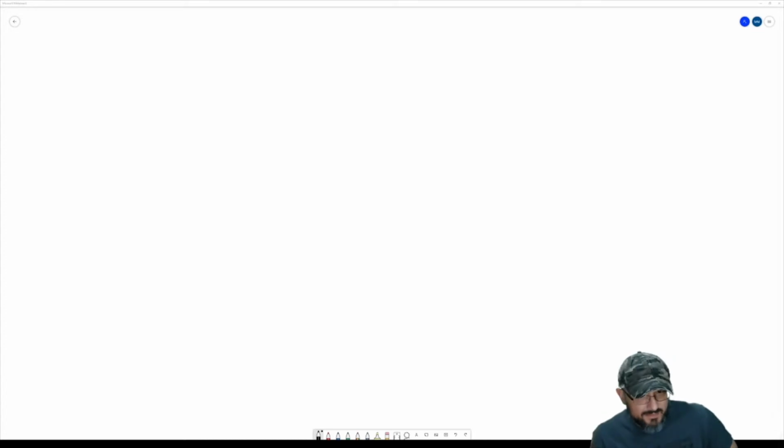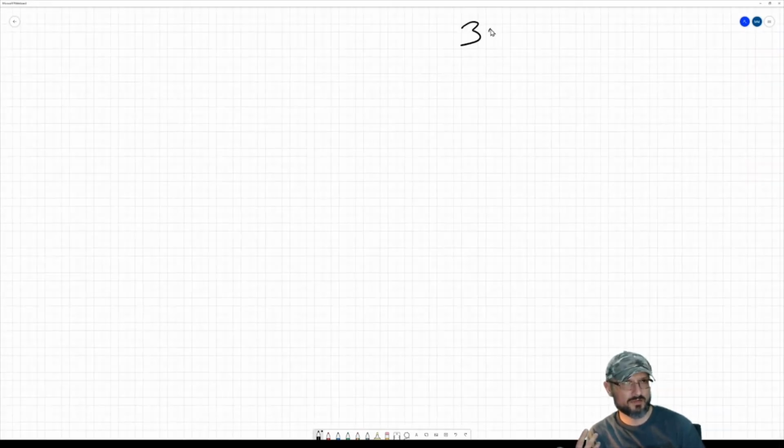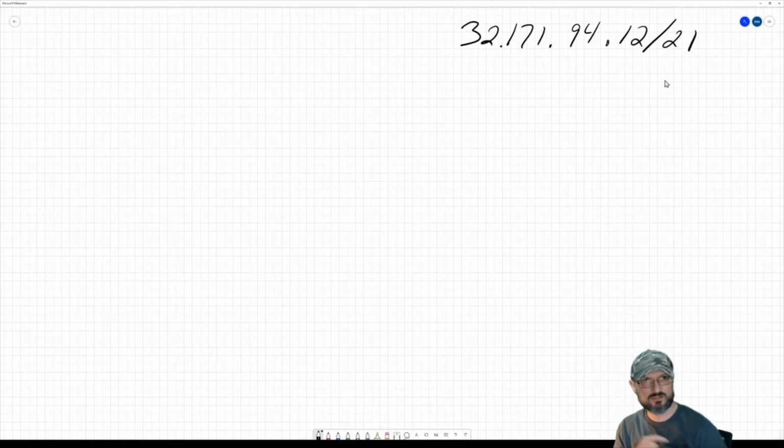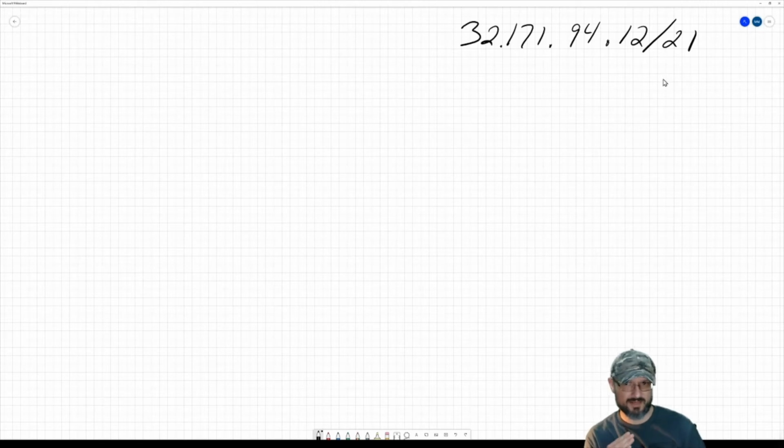Okay, now we're going to take a random IP address, I'm just going to pick out of my head here, with a subnet mask, and we're going to figure out the network ID, the broadcast IP, and the number of hosts available within that network. Let's just pick 32.171.94.12/21. Okay, so that's /21, which means the subnet mask has 21 bits in it that are ones, right?